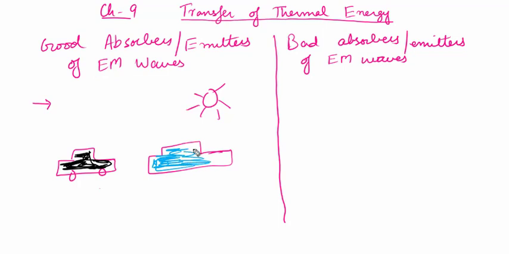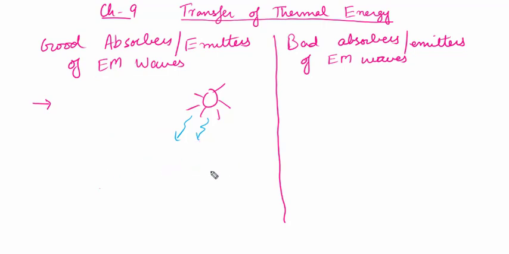Between these two cars, this black car has a darker color. So the electromagnetic waves from the sun will be absorbed more by this black car, and the inside temperature of the black car will be more as compared to the blue car. So we can say that dark objects are good absorbers of heat, and they are also good emitters of heat. Basically, if you have to emit heat from a certain object, you have to paint the outside of that object black.